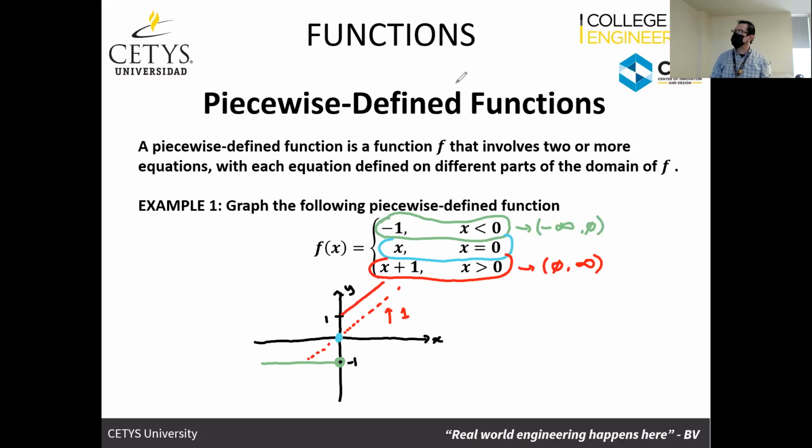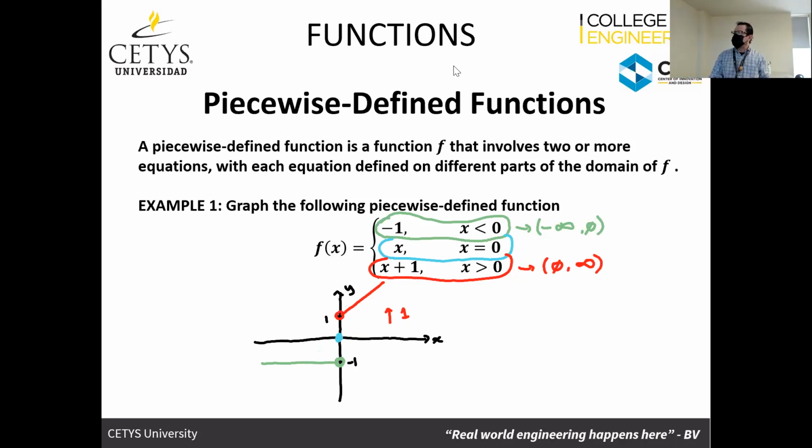And we're going to have that. However, according to the domain here, is the point here that we have for x equals 0 included or not included as a part of the function? It's not included because it's an open interval. It says larger than 0, not larger than or equal. So that means that this point is going to be an open point. Okay. And that's a piecewise function. It's a function that's divided in sections.